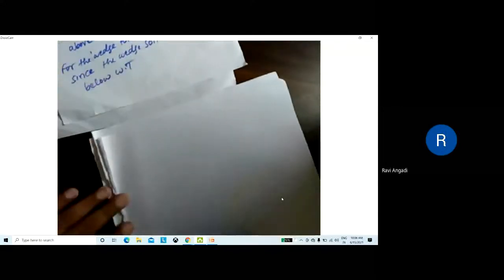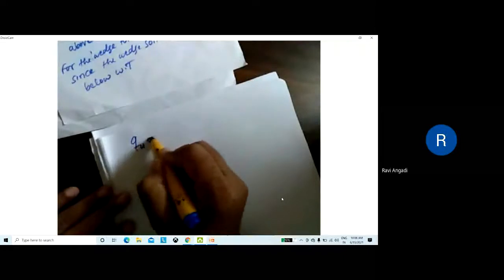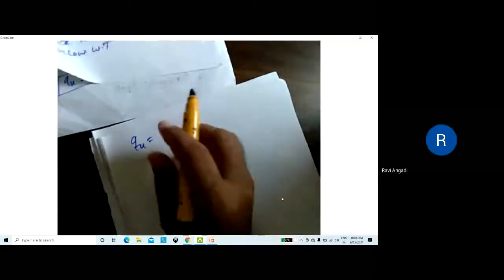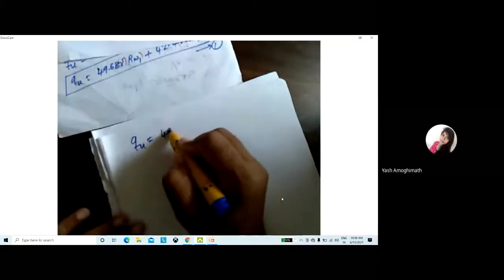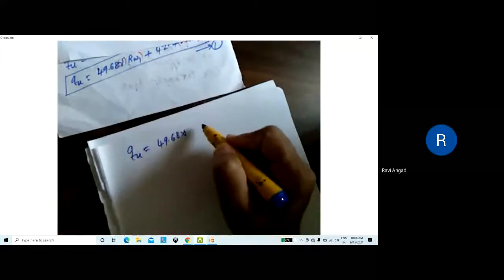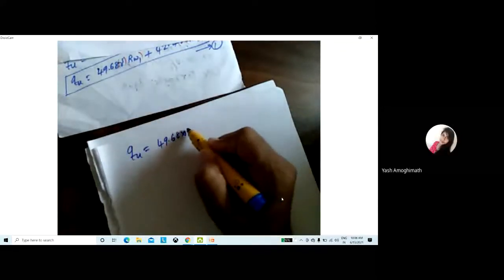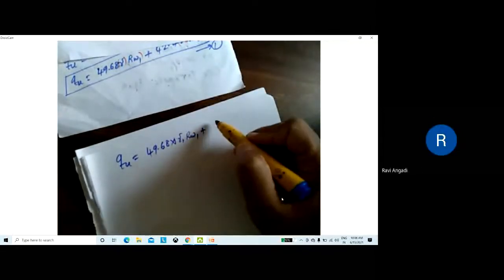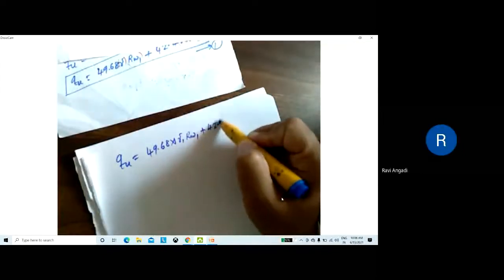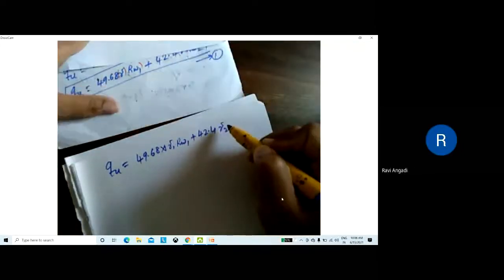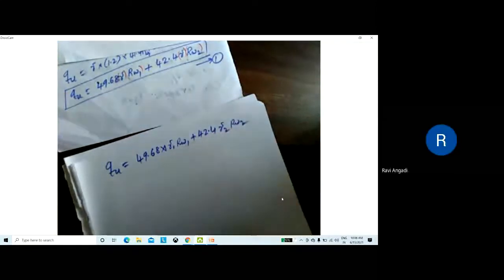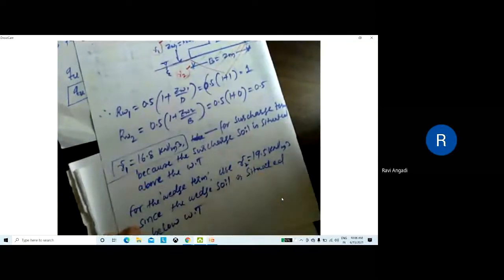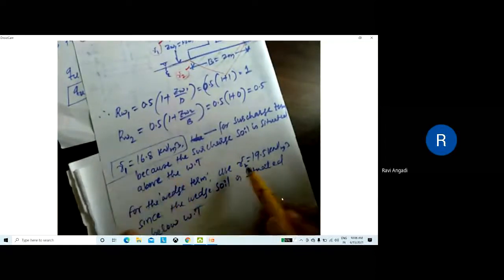Right. Now, with this, we'll substitute in the equation. We have the equation qu equal to 49.68 into gamma 1 RW1 plus 42.4 gamma 2 RW2. Correct. I'll make a correction here: I'll write this as gamma 1 and this as gamma 2. Then you will understand. This is for the second term. This is for the third term.